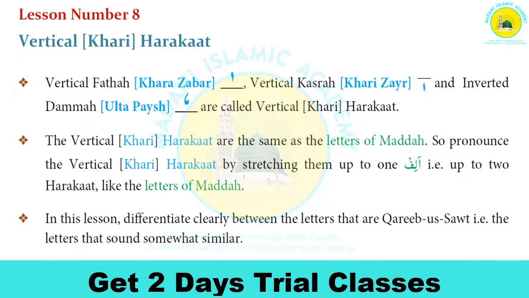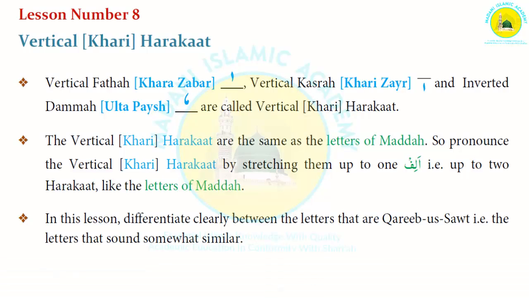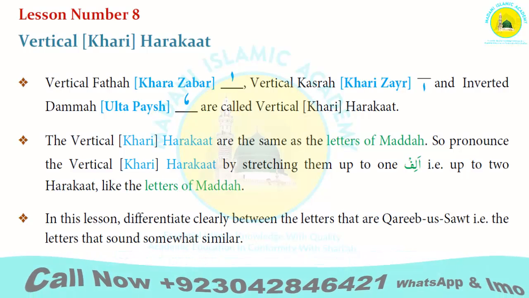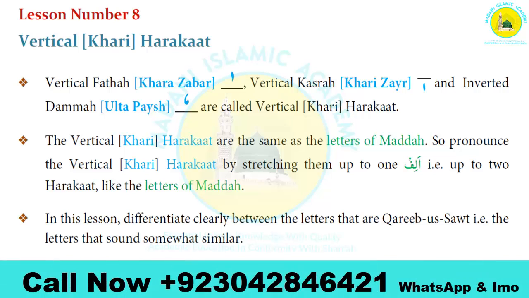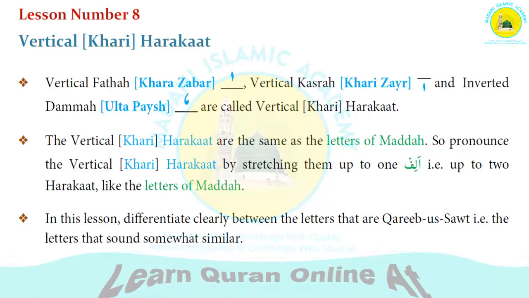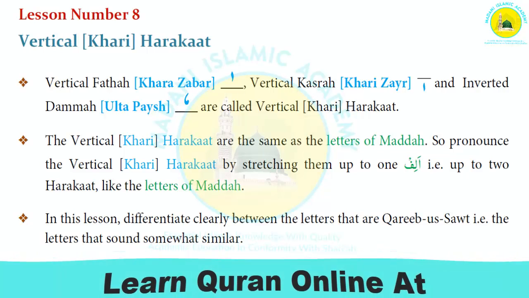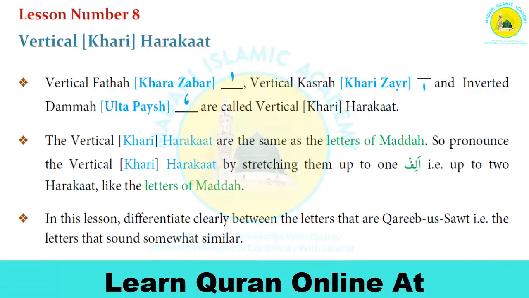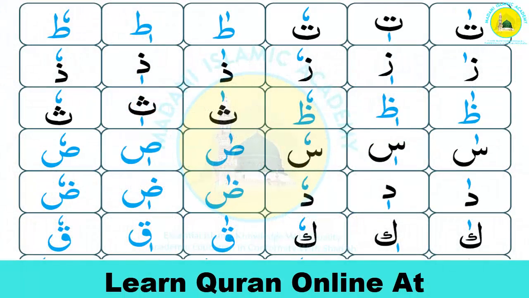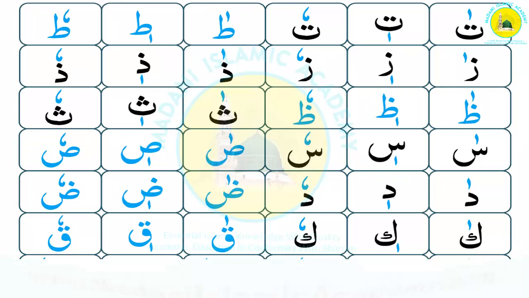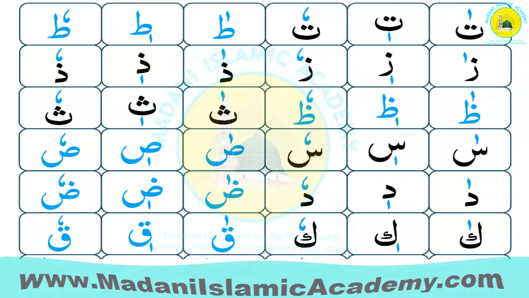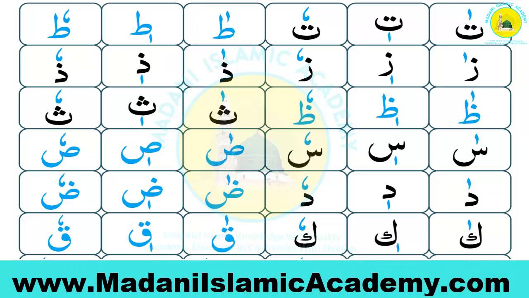When we read this lesson, we're going to make sure that we read with the letters that are qaribus sawt, so that inshallah we can differentiate between them. So inshallah azza wa jal, let's start our lesson number 8, and then we can move to our next lesson as well. We're going to put lesson 8 on the screen now. So you can see lesson 8 on the screen now.